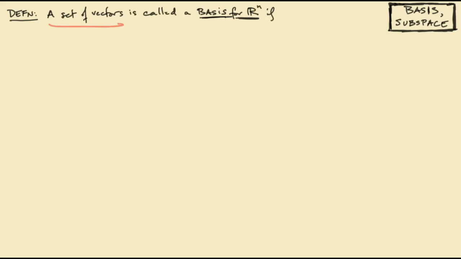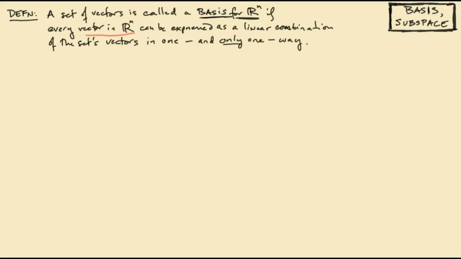So let's begin with a definition. A set of vectors is called a basis for Rn if every vector in Rn can be expressed as a linear combination of the set's vectors in one and only one way.